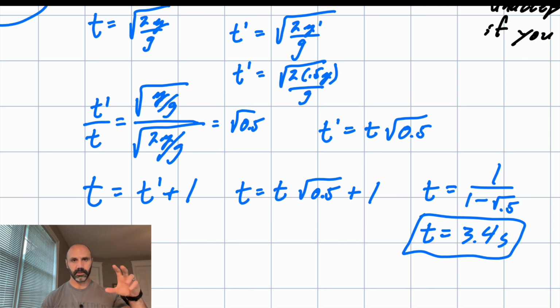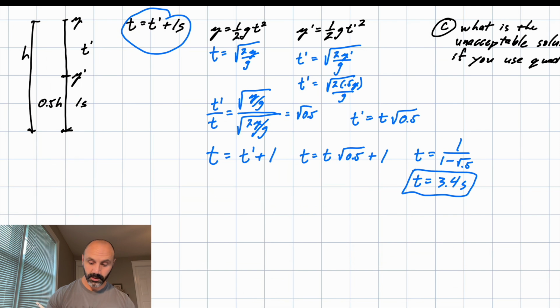So 3.4 seconds total means it's taking 2.4 seconds to fall that first half, and the last half, because it's going faster now, as it falls more, it completes in 1 second. So what's the total distance? That's the answer to part A. What's the total distance that it falls?